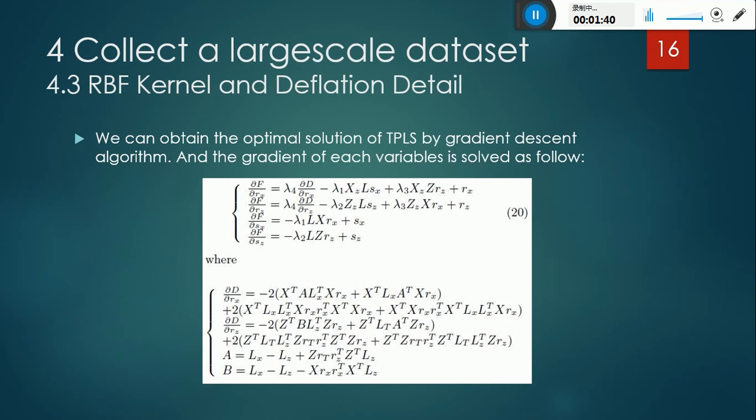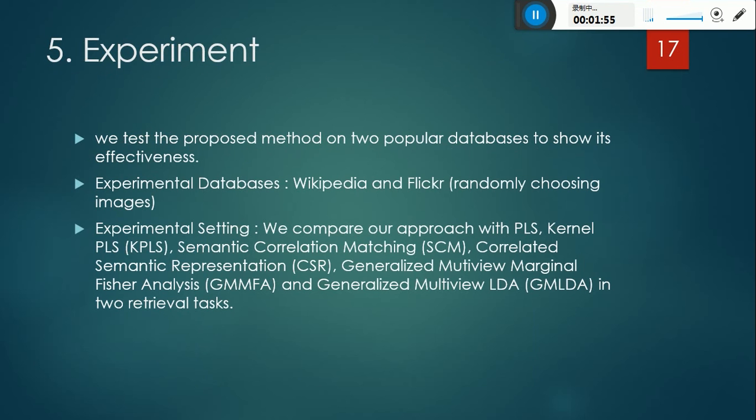And here is our optimization. We choose to optimize our objective function through gradient descent. And here is the result. You can find more details in my paper, and here I just show the result.